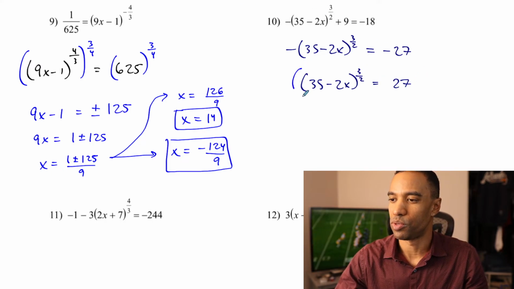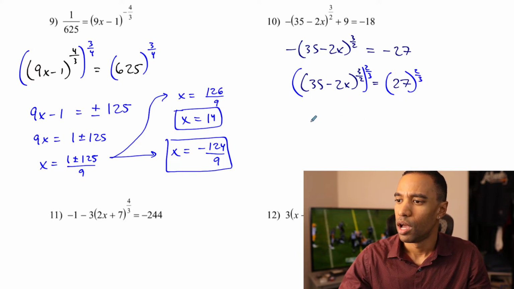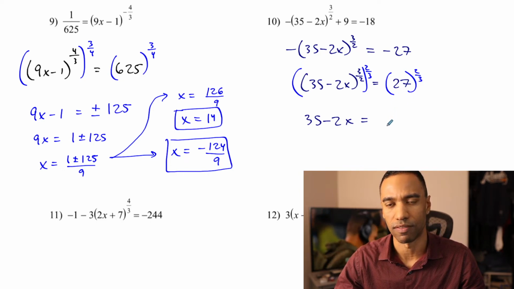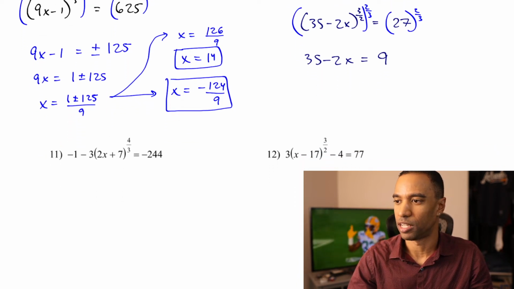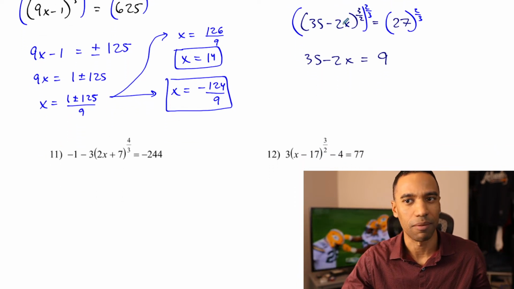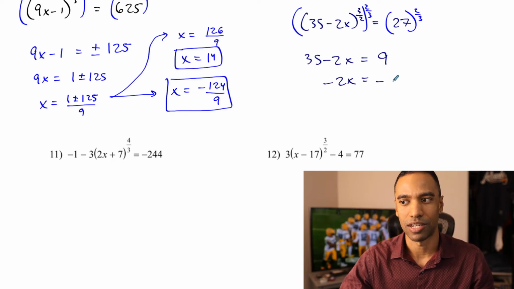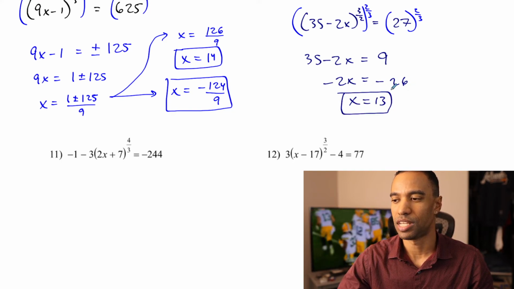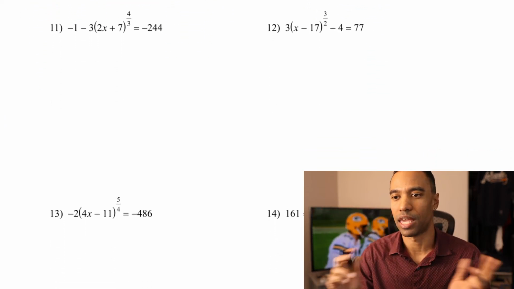Okay, let's raise those both to the 2/3 power. 2/3, 2/3. I think we've seen 27 to 2/3 a couple times, or maybe the other way around. That's going to be 35 minus 2x equals, cube root of 27 is 9. 3 squared is 9. Right there. So basic algebra here on out. I know it can look more complicated inside, but there's nothing else really that changes there. I just got to figure out 9 minus 35. I think it's negative 26. And divide by negative 2. X is 13. One answer. All right, let's keep moving on. I don't think these problems get any more tricky.